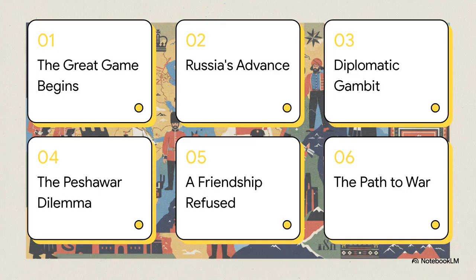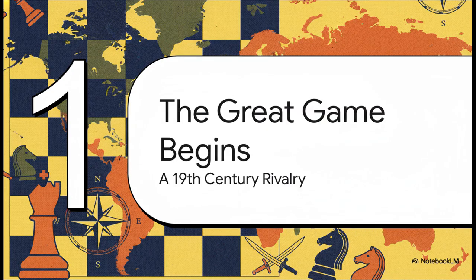Okay, so here's how we're going to break this down. We're going to walk through 6 key stages. We'll see exactly how a rivalry over territory and trade just kept escalating, pulling Afghanistan right into the middle of a conflict that would shape the region for years to come. All right, first things first. To really understand how this war ever happened, we have to get a feel for the high-stakes game of chess that was being played across the entire continent.